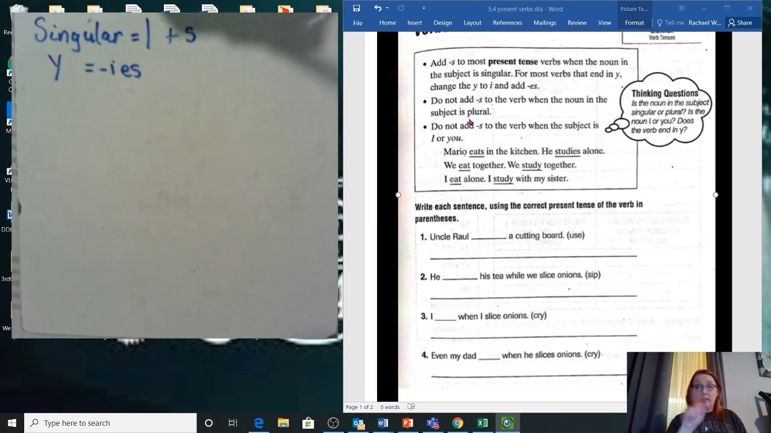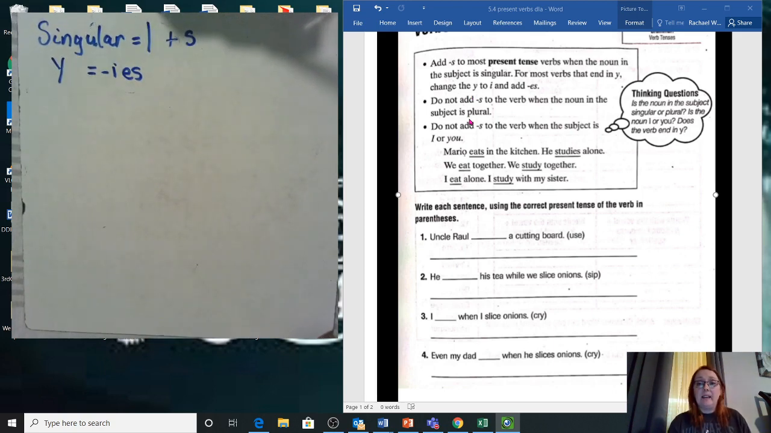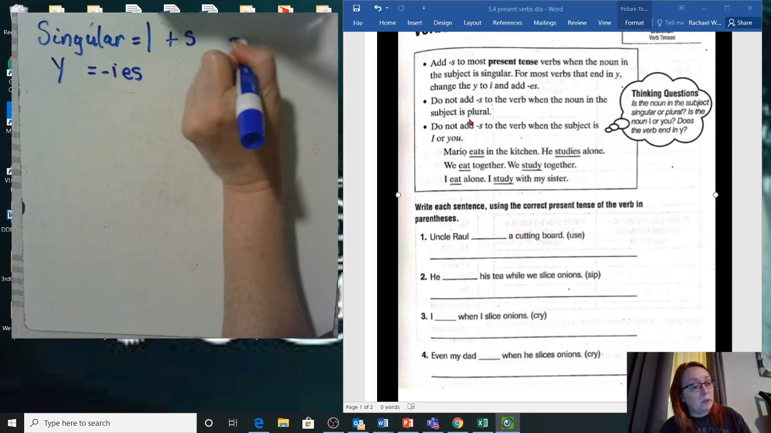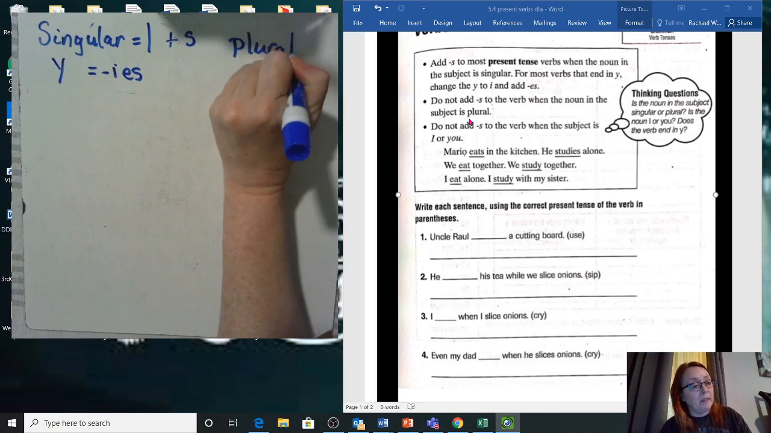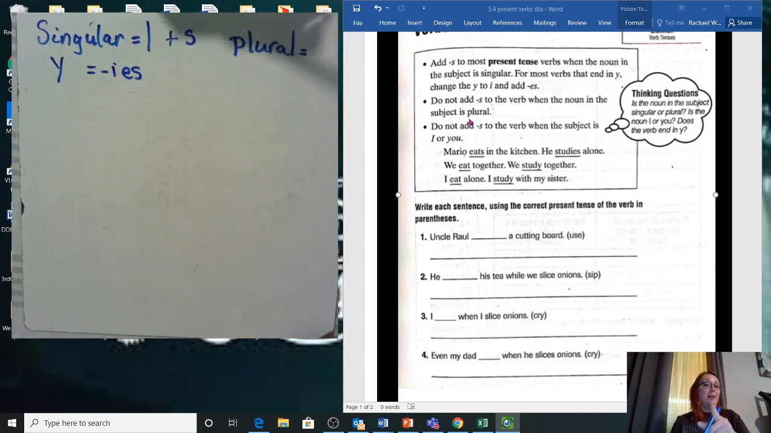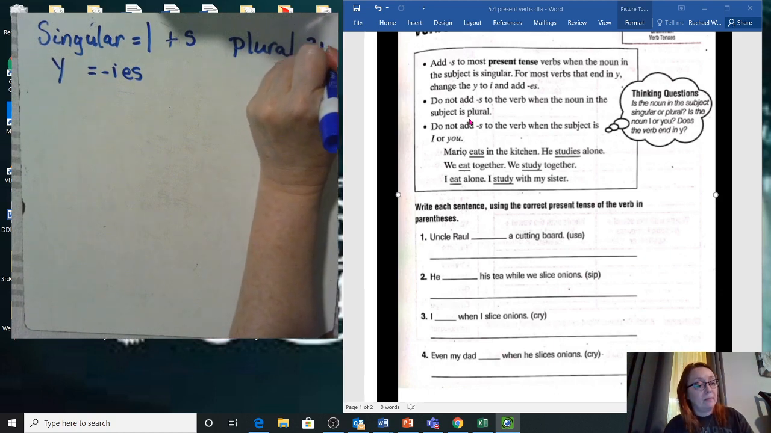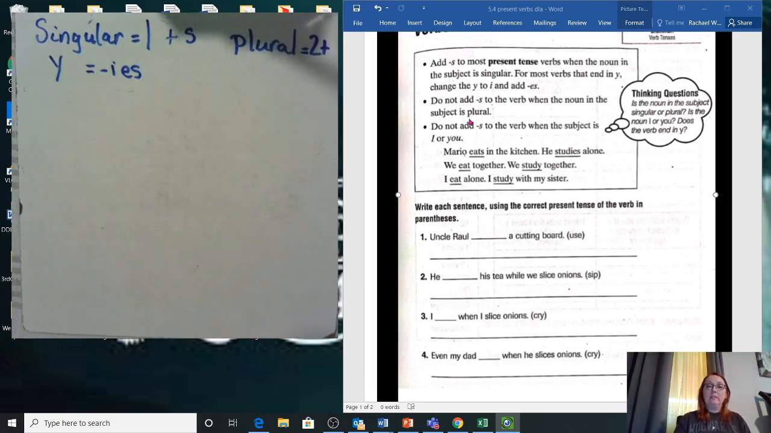Do not add an S to the verb when the noun in the subject is plural. So plural, what is plural? What does plural mean? See if you got it. It's two or more, right? Two or more, and that makes it plural.